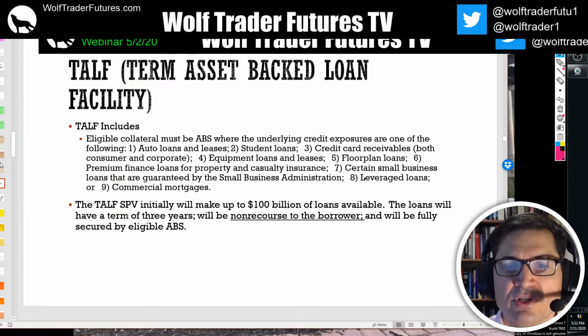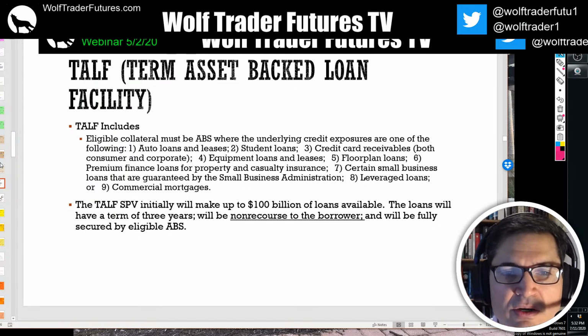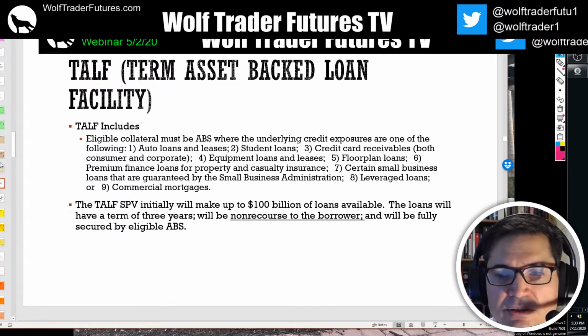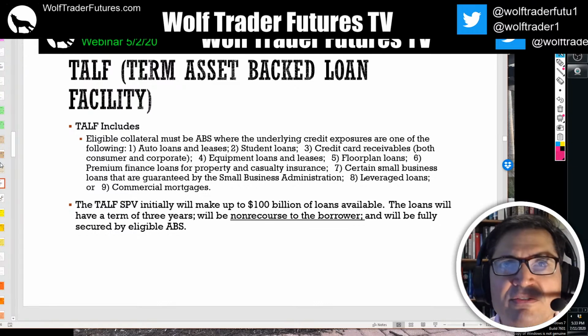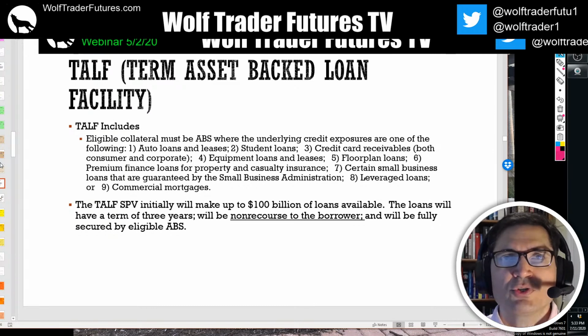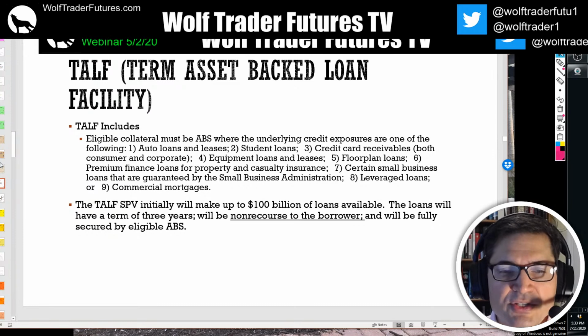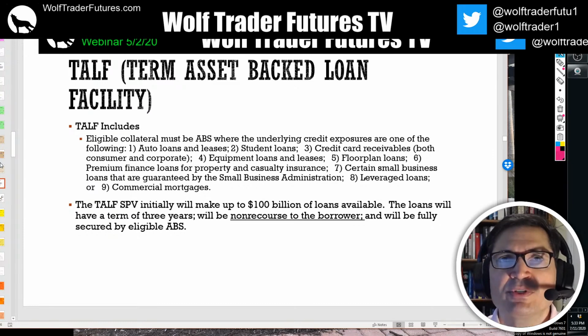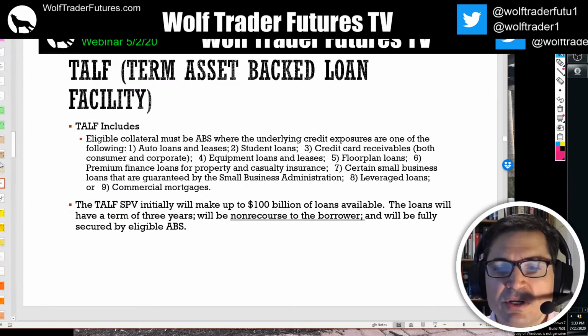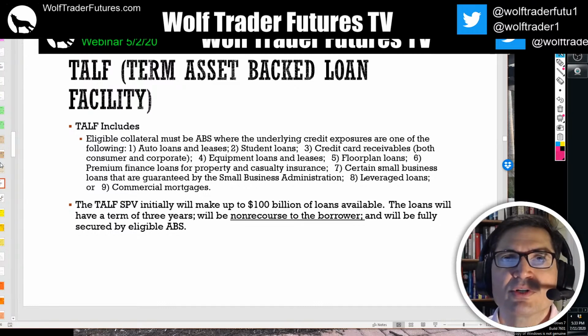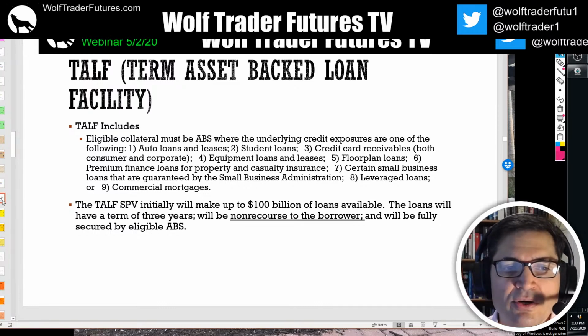Okay, so this is for auto loans, student loans, credit card receivables, equipment loans, leases, floor plan loans, all different types of consumer related loans are done through this program. Right now they're going to make up to $100 billion of loans available. These loans will be non-recourse to the borrower. And so who's the borrower?